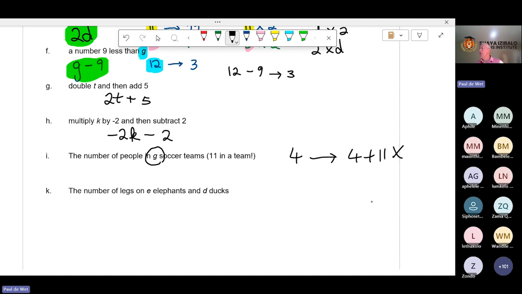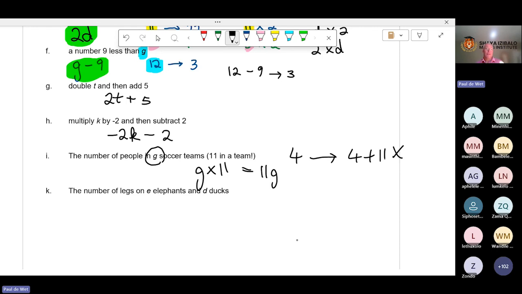What do I need to do? I need to multiply by 11. Absolutely. I need to take my G and multiply by 11. But what's the shortest way of writing that? The best way of writing that is 11G.